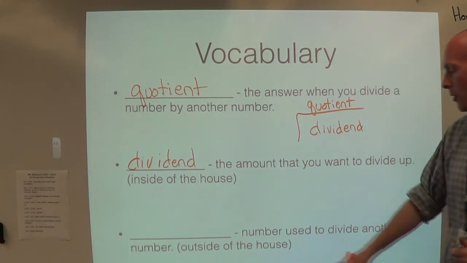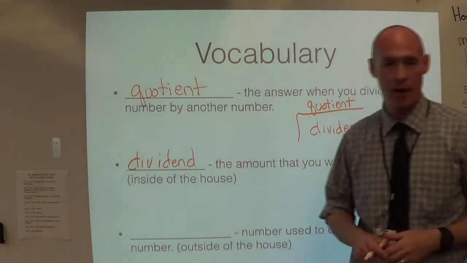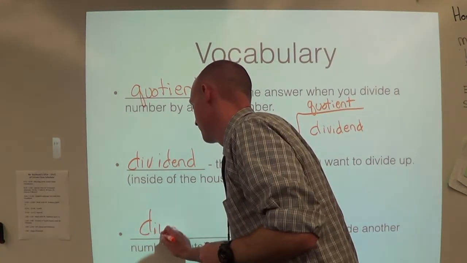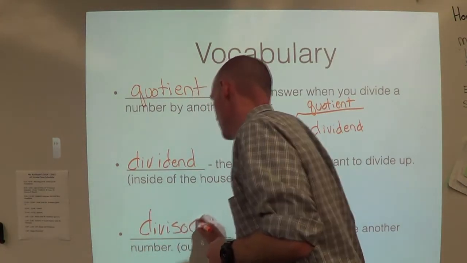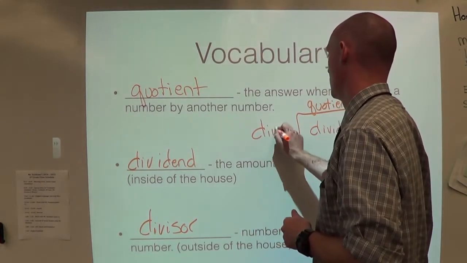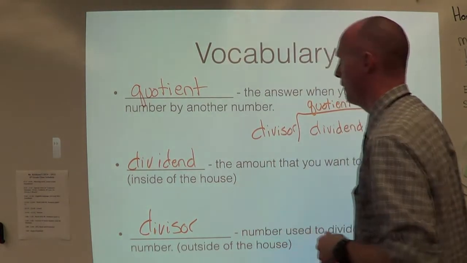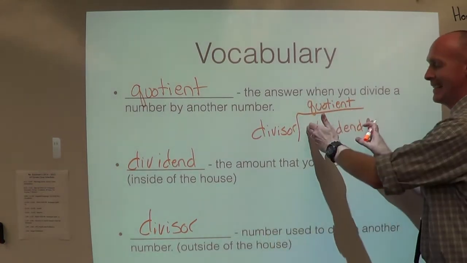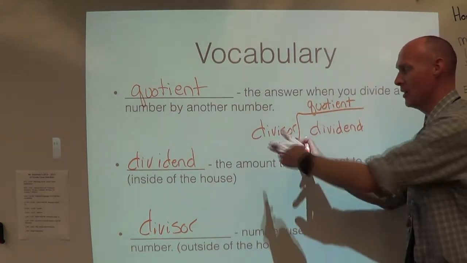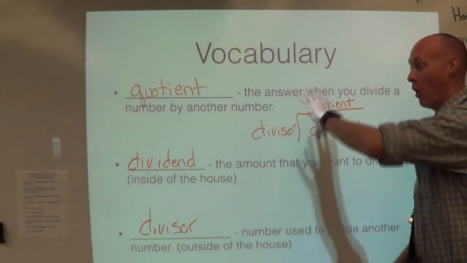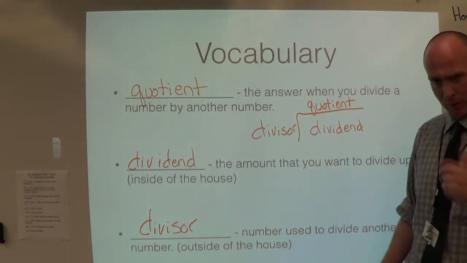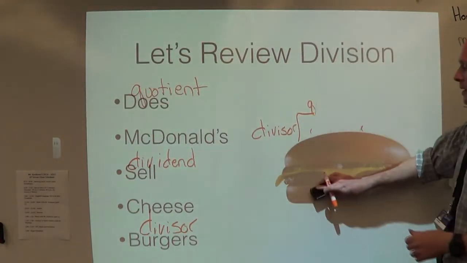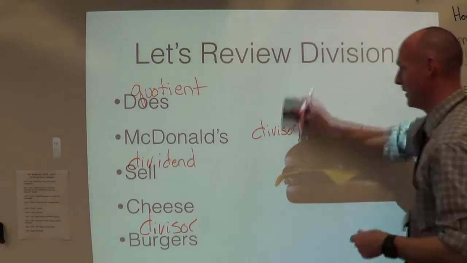Now I want to know what this number is. The number used to divide another number. That's called the divisor. Perfect. Quotient is the answer, goes on top. Dividend, inside the house. Divisor, outside the house. Make sure you have all of this in your notes. And let's do a little review. That looks pretty good.